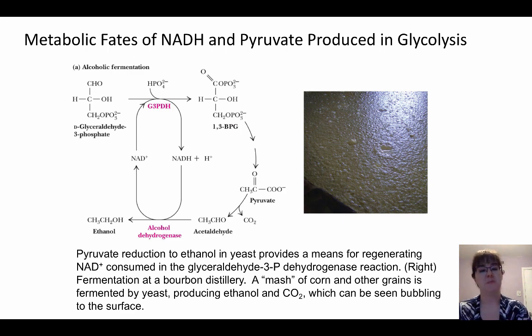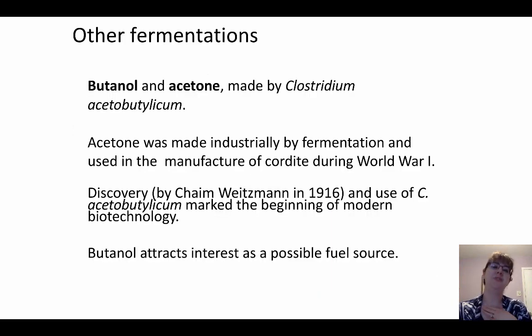So you can actually get some sort of mash of corn and other grains that can then be fermented by yeast, and it will produce ethanol and carbon dioxide. So this is how we do a lot of our regular alcohol production for alcoholic beverages. Other things too. As you might imagine, there are other fermentations.